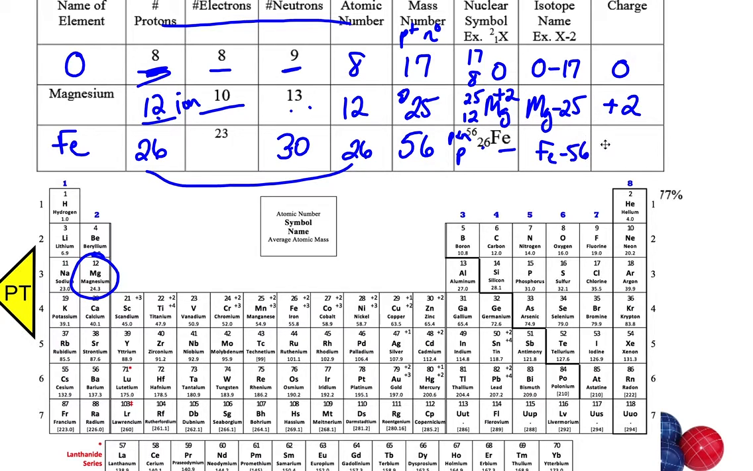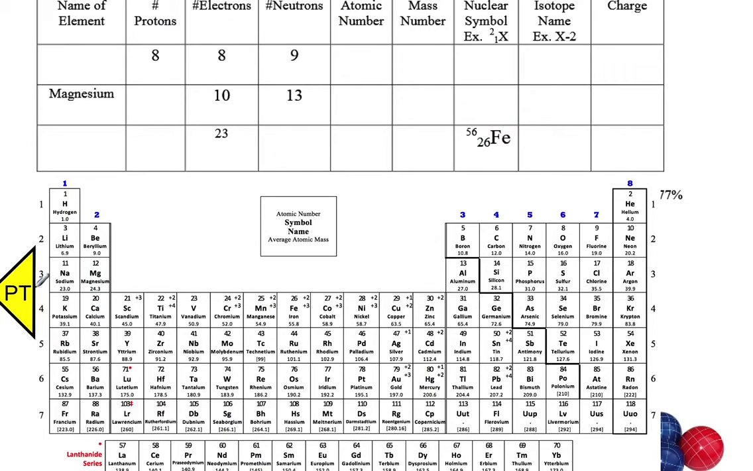I want to tell somebody the mass number and the charge. I got 26 protons and only 23 electrons. That means it's an ion. There's more positives. 26 is more than 23. How many more? 3 more. So plus 3 charge. So you should be able to fill out those tables in your sleep by now. All right.